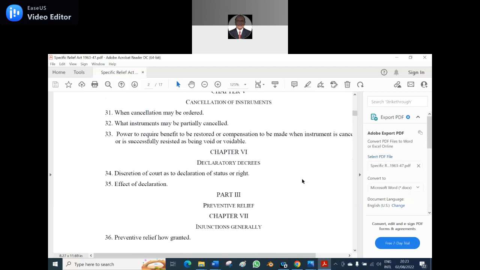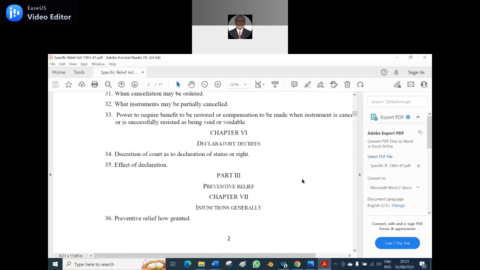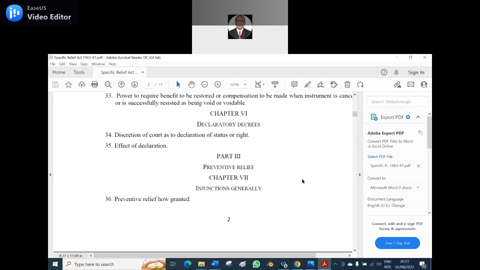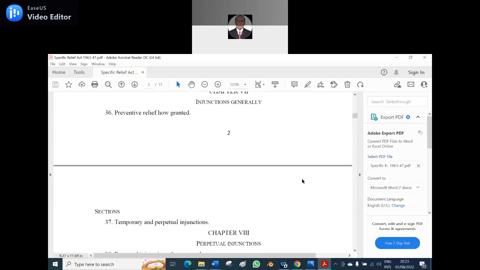Okay, these are the supplementary questions. Probability would be there to ask it. See, if you happen to see chapter 3, only one section is there, and that is 36, preventive relief, how granted. It is only one section.